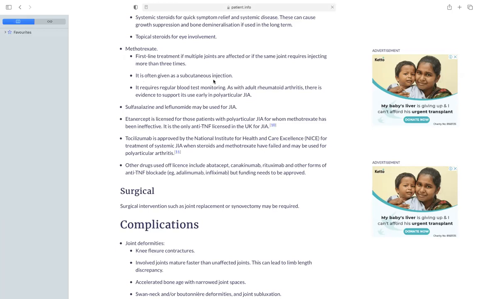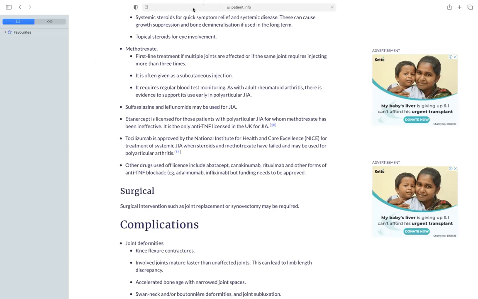It is often given as a subcutaneous injection. It requires regular blood test monitoring. When you mention methotrexate, they may ask what you want to monitor. As with adult rheumatoid arthritis, there is evidence to support its use in early polyarticular JIA. So you can use methotrexate, but it needs regular blood test monitoring. Can someone tell me what its side effects are? Why do they want regular blood test monitoring? Bone marrow depression.